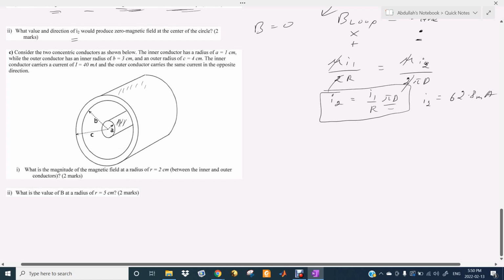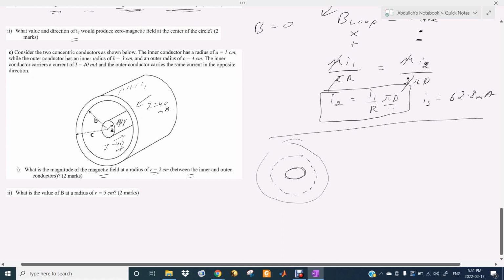So now the conductors carry current. The inner conductor carries a current of, let's say, 40 milliampere. Similarly, the same current is being carried by the external conductor. The first part tells you to find the magnitude of the magnetic field at radius r equal to 2 centimeter. That's between the inner and outer conductors. So they are asking you to find the magnetic field between the two conductors, at this region.